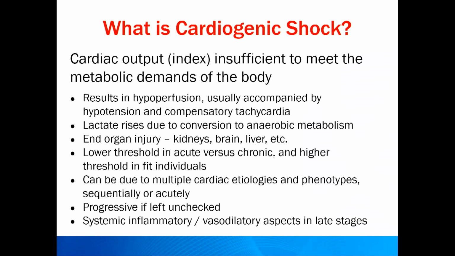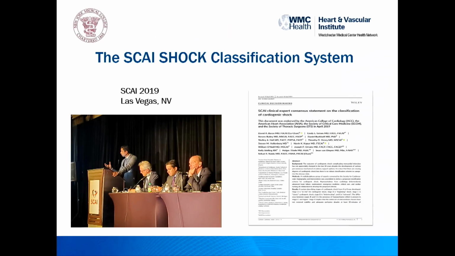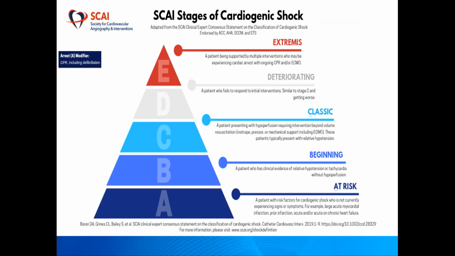Can be due to multiple cardiac etiologies and phenotypes, and that's where I think the field has to go. And that can be sequentially or acutely. And then it's progressive, of course, if left unchecked, leading to this inflammatory response, vasodilatory aspects that require pressors, regardless of the stage of shock. So we came up with this definition, myself, Tim Henry, and various others on the panel as well in 2019. The first sort of foray into this, we had the 5 stages here from A, B, C, D, or E that you're all very familiar with, C being classic, and then we downgraded patients into pre-shock of B, and A, patients at risk, and then finally all the way up to D, refractory shock, and E, extremis shock.